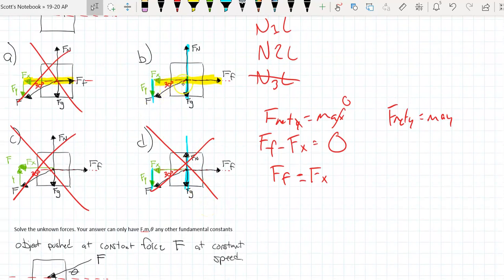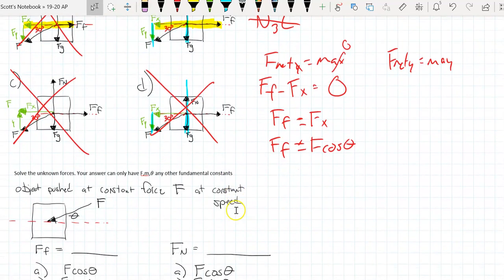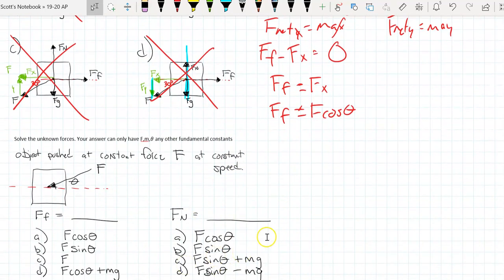So that means I must do trig to solve that force in the x. If I look here, I can see that this is the adjacent to that 30-degree angle. So that means I must use cosine. So this is F cosine theta for that force of friction. From there, let's see what the next one is.